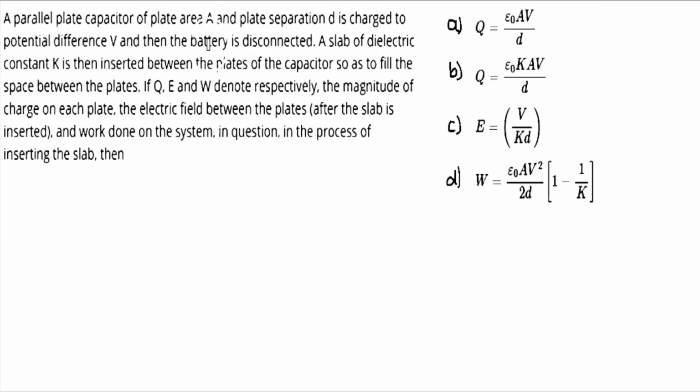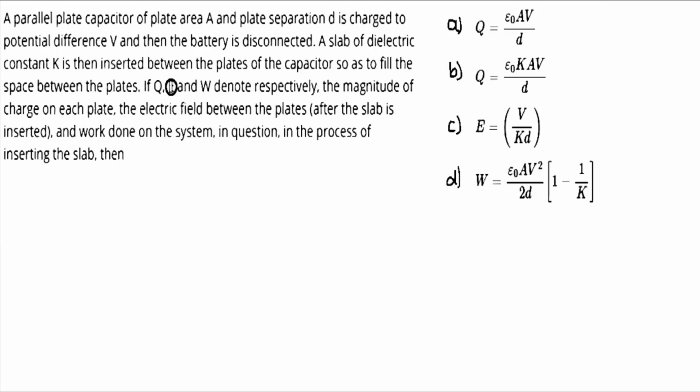Hello everyone, let us start with our question. In this question, what is given? A parallel plate capacitor of plate area capital A and separation small d is charged to a potential difference of V. Now the battery is disconnected. Then a slab of dielectric constant K is inserted between the plates of the capacitor so as to fill the space between the plates.